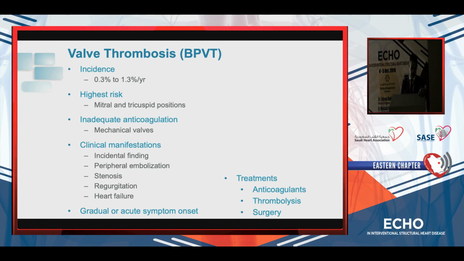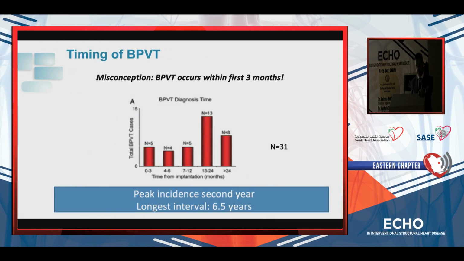It can grow gradually, but also have an acute onset, and you have to determine if you're going to give anticoagulation. In more acute situations, you have to consider thrombolysis or surgery. And I think it is a misconception that valve thrombosis only occurs in the first 3 months. This is from the Mayo Clinic, with 31 patients who had valve thrombosis, and what they saw was that in the second year after implantation, they saw the highest incidence of bioprosthetic valve thrombosis, and the longest one was even after 6.5 years.